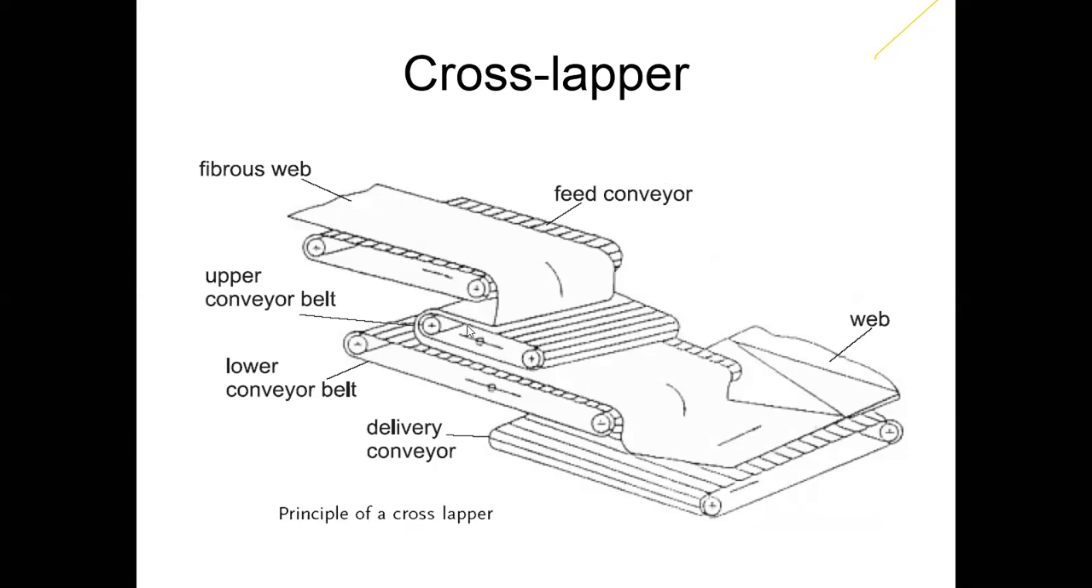So in cross-lapper, you can see here the fibrous web that is coming to this conveyor, and then we have another conveyor which is feeding web to the lower conveyor belt.